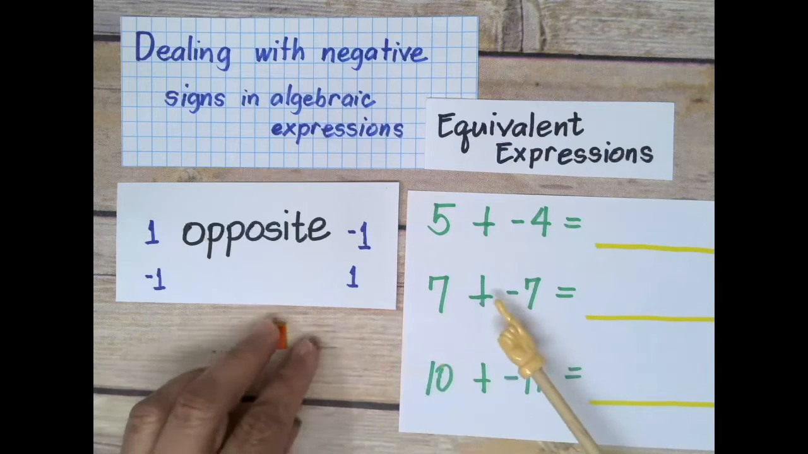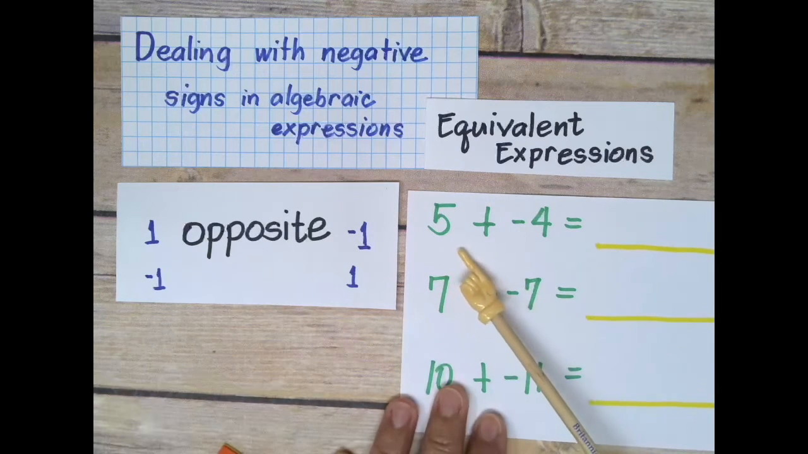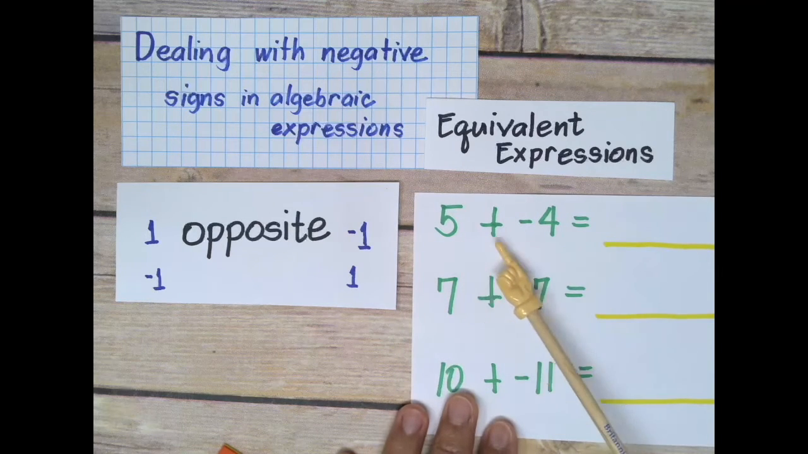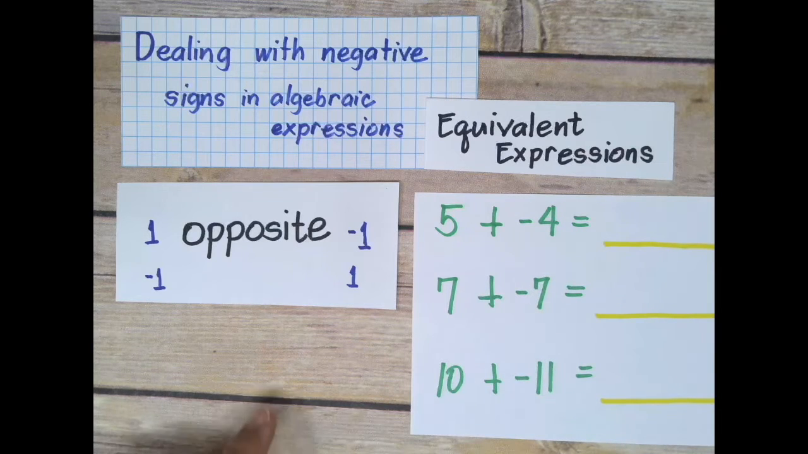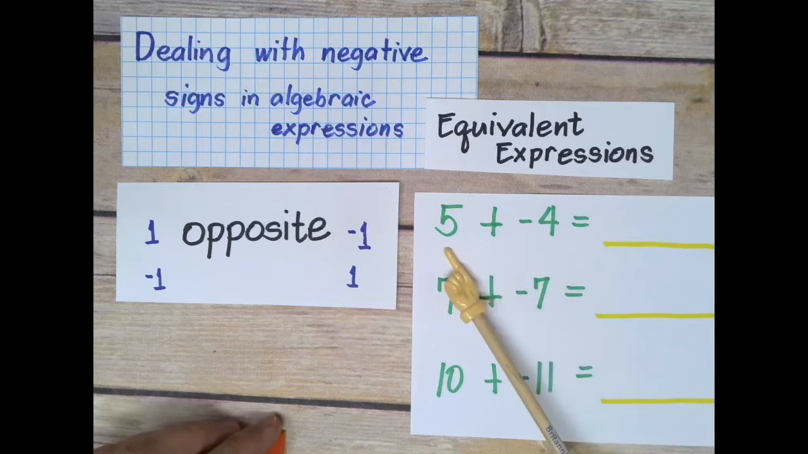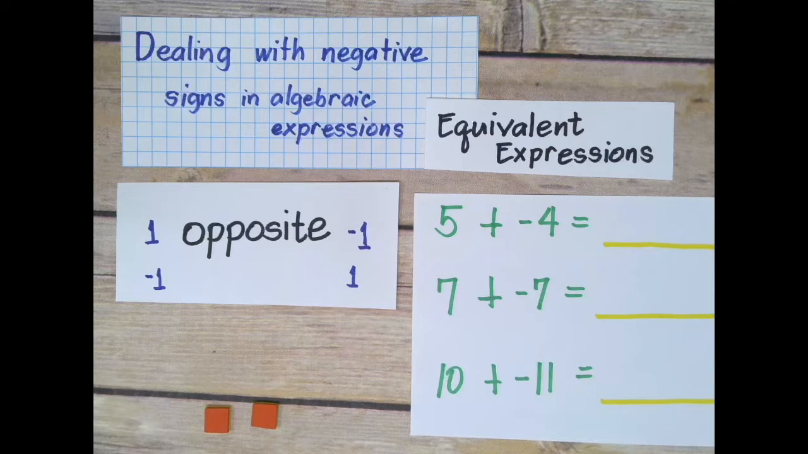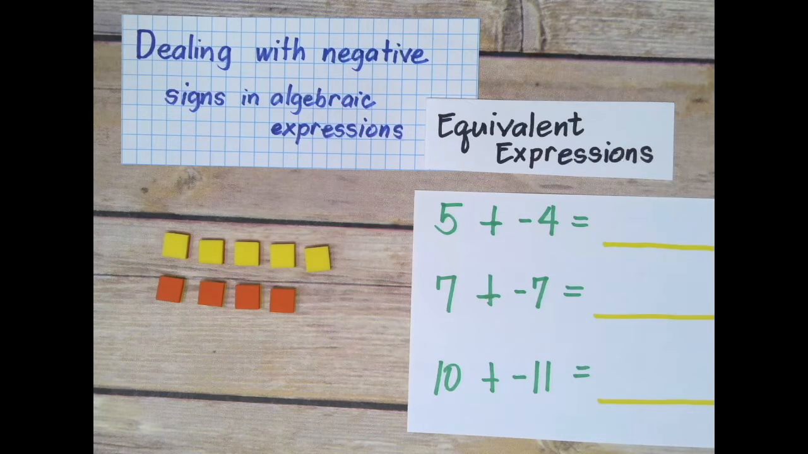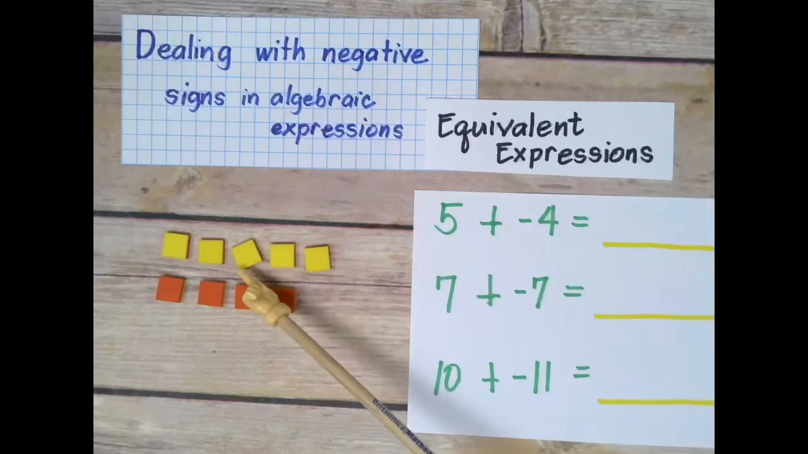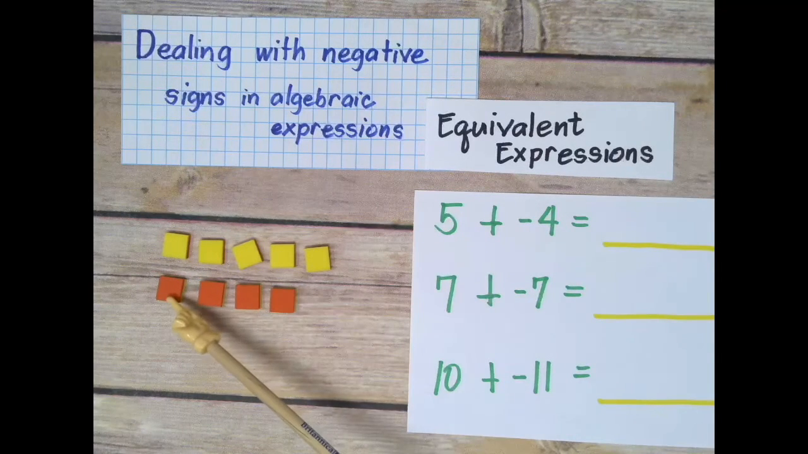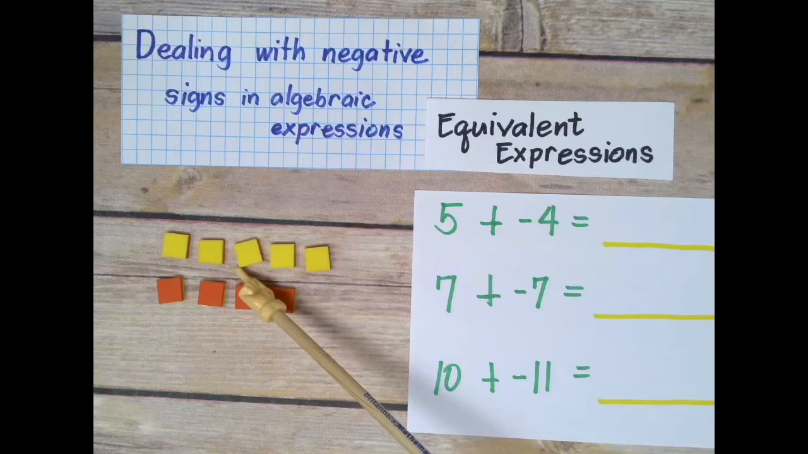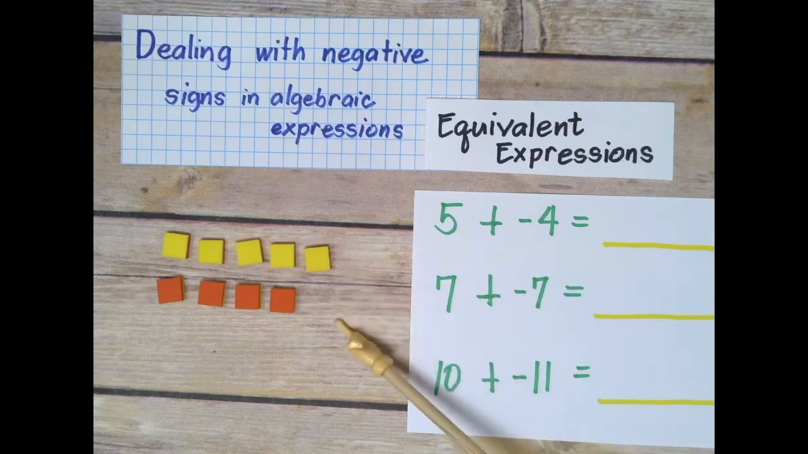So let's first deal with the case of adding a negative number to any number. So I have 5 plus negative 4. Using the algebra tiles, we are going to show what 5 plus negative 4 is equivalent to. We have 5 yellow tiles representing positive 5 and 4 red or orange tiles to represent negative 4. So this represents 5 plus negative 4.